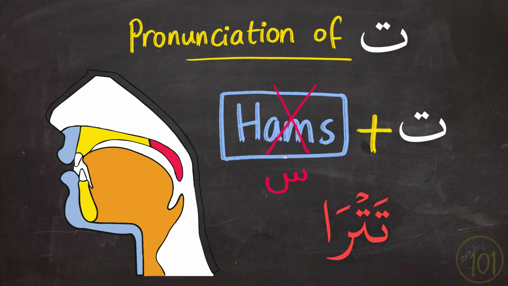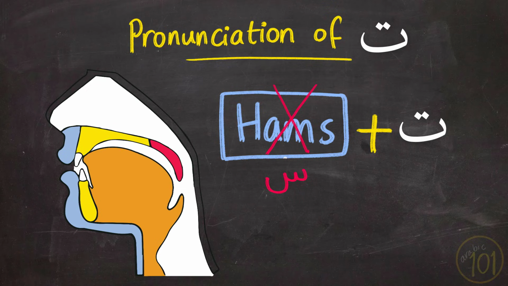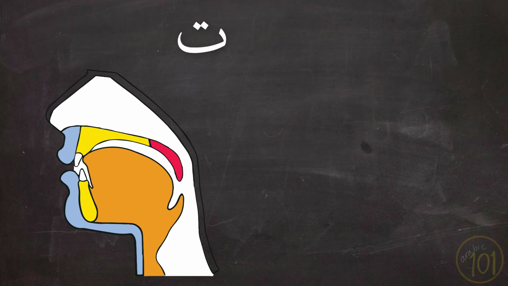تترى. So this is over-exaggeration, and you can avoid this by making sure that the tip of the tongue is not too close to the back of the teeth, since this is going to create the sound of sin. So perform hams, but make sure that it is not over-exaggerated.